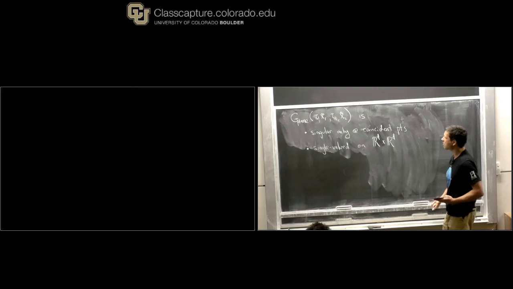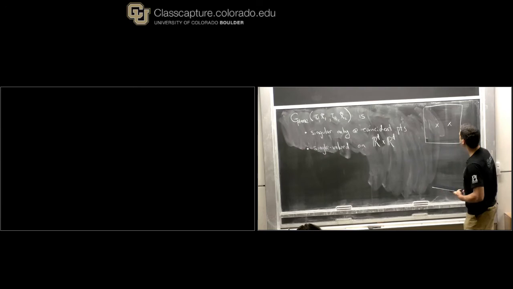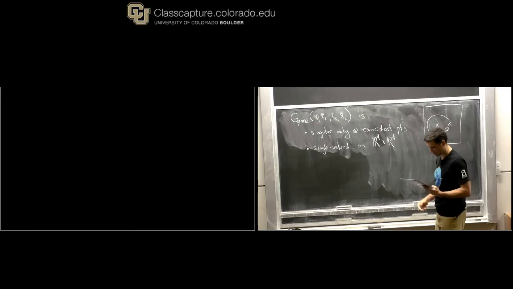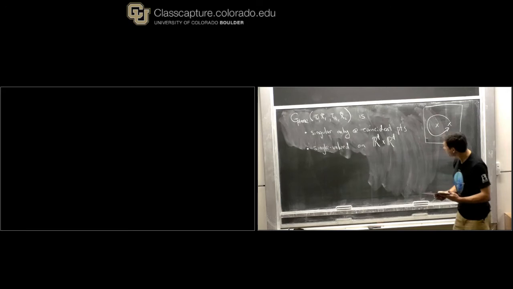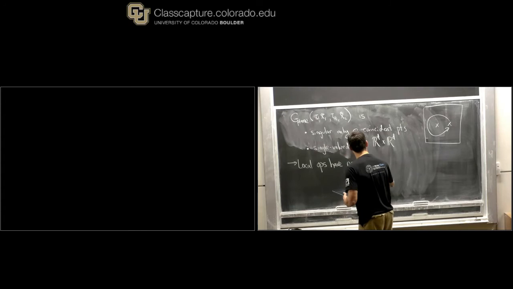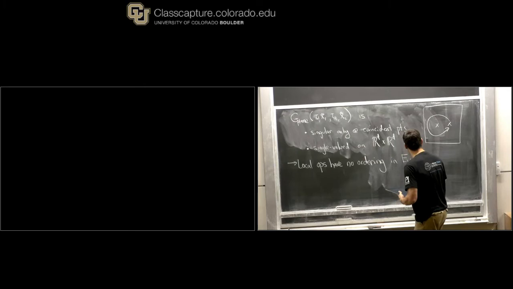So for example, if we're working on the Euclidean plane, and we view it as a function of this point here, and we take this around another operator insertion, then it has to come back to itself under this transformation. There can't be any branch cuts. It has to be single valued when we take it around. So if there's some branch cut, then everything has to cancel if you take it all the way around. This is just a statement that local operators have no ordering in Euclidean signature. When we go to Lorentzian, things will get more complicated.